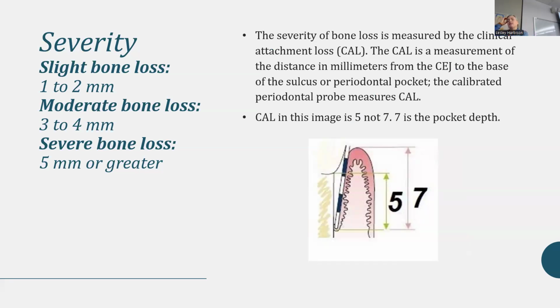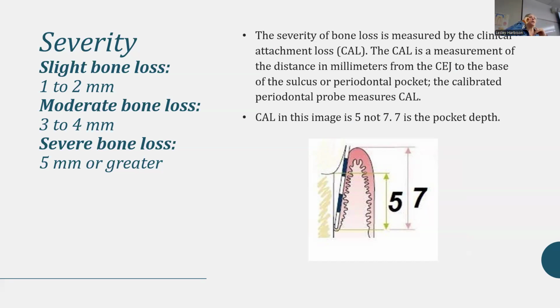Okay, so back to the severity, slight, moderate, or mild, moderate, severe. The severity of bone loss is measured by the clinical attachment loss. And Professor McGee can explain all this to you, and she'll go into it in far more detail. But the CAL is your clinical attachment loss. So essentially it's from the CEJ to where the bone is.